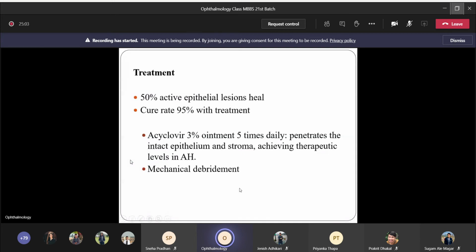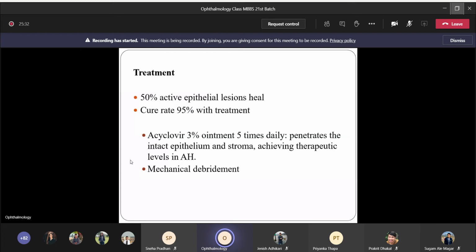With the help of a blunt needle, the debridement is done because this helps in better penetration of the drugs and faster healing. Okay, so this is about herpes simplex keratitis, the primary lesion, the various types, and the dendritic ulcer. You'll have to remember that other drugs are also given, whereas acyclovir 3% ointment is the drug of choice.